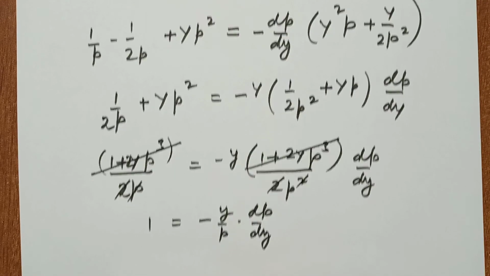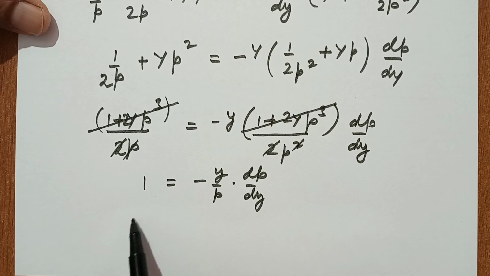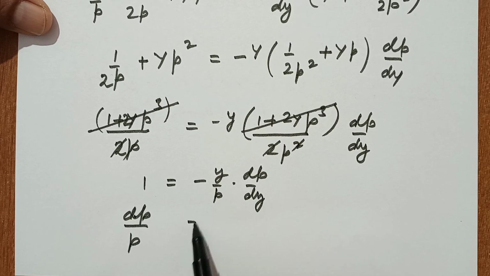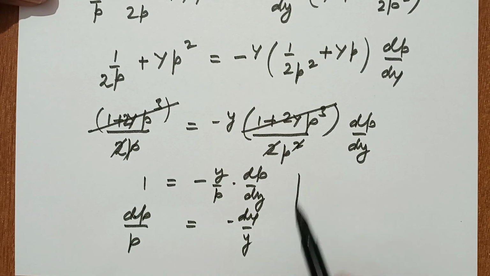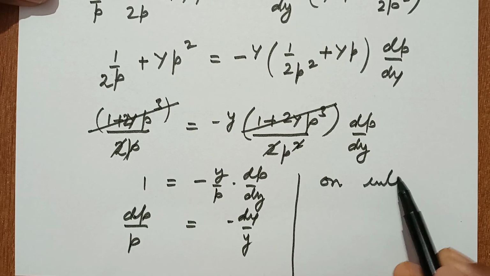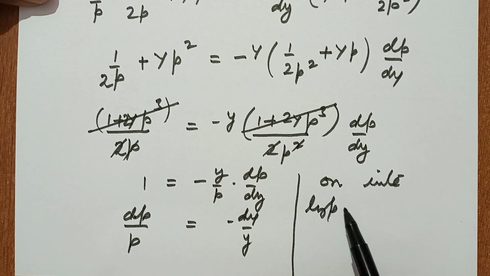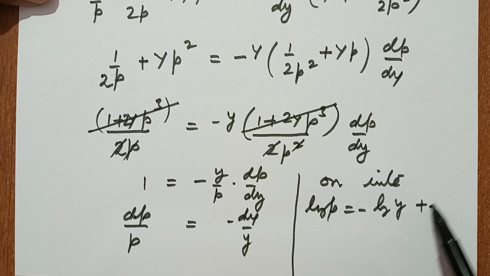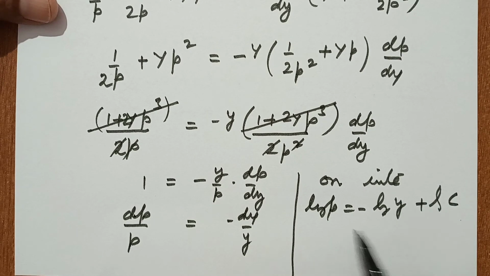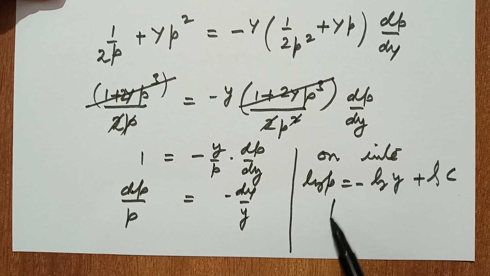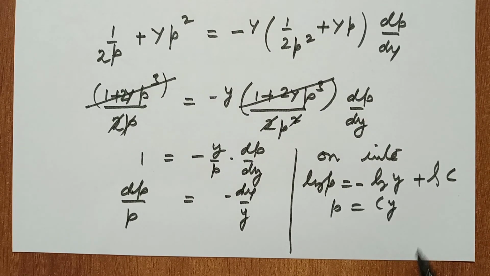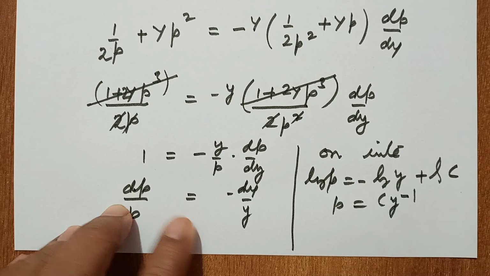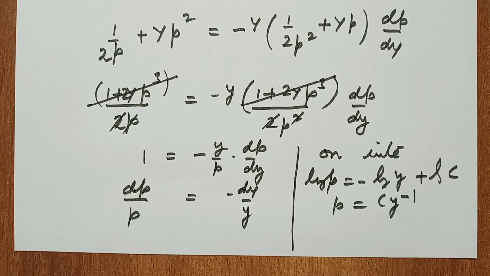So the variables are separable. Means dp/p = -dy/y. On integrating, we get log p = -log y + log c. By the property of logarithms, this is log(c/y), so p = c/y, or c y^(-1). Okay, this is the value of p.